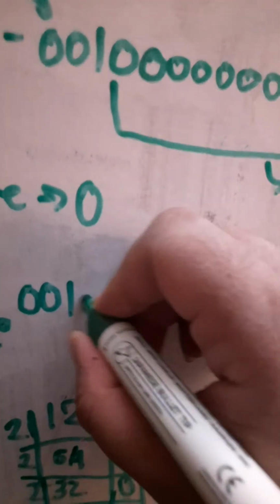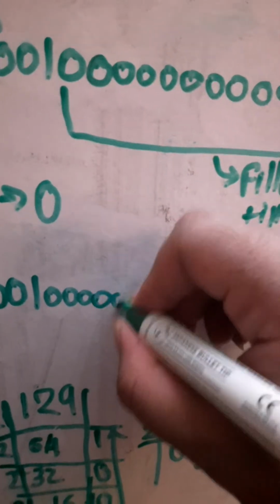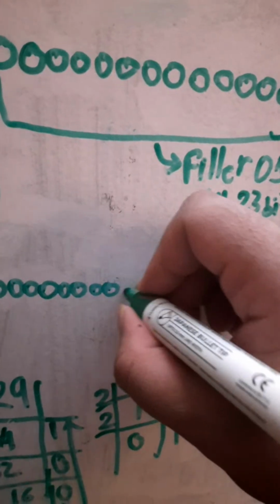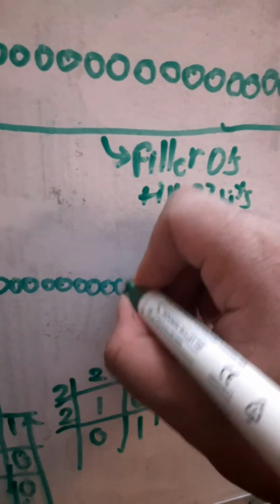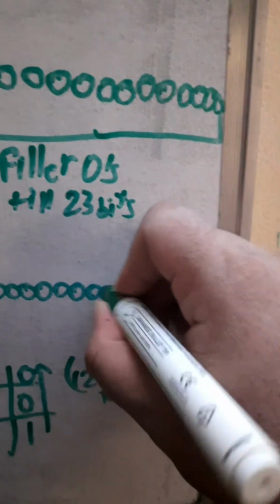0 0 1 0 0 0, and then 3 4 5 6 7 8 9 10 11 12 13 14 15 16 17 18 19 20. And here we go. This is our huge mantissa, and this is the IEEE format to write the stuff.